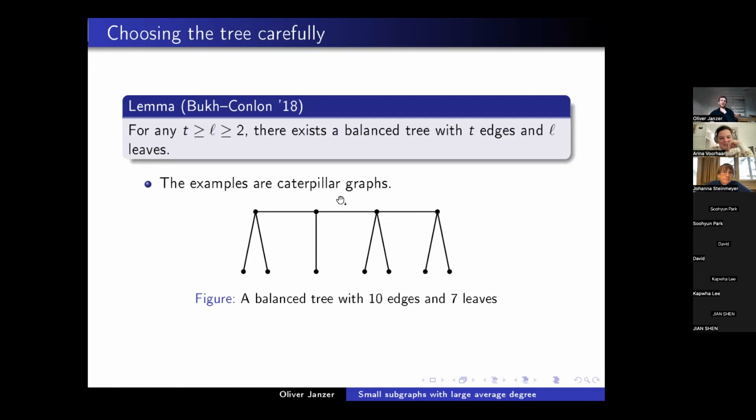So these are constructions of these balanced trees. You can see from the picture it's reasonably balanced. Like there's no part which is much sparser than other parts. Because you have to check the definition.